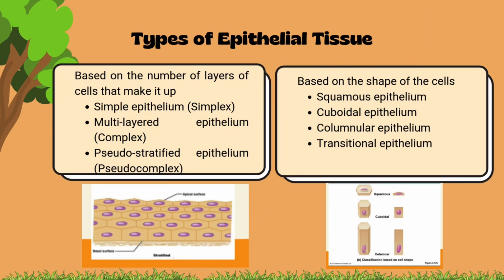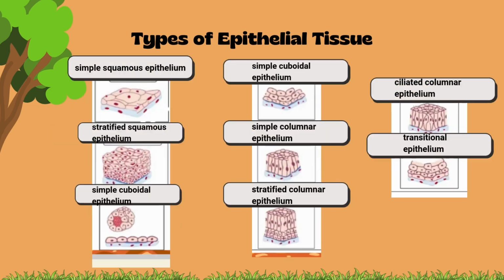Types of epithelial tissue. Based on the number of layers of cells that make it up: simple epithelium, simplex; multi-layered epithelium, complex; pseudostratified epithelium, pseudocomplex. Look at the picture below. Based on the shape of the cells: squamous epithelium, cuboidal epithelium, columnar epithelium, transitional epithelium. Look at the picture. Types of epithelial tissue: simple squamous epithelium, stratified squamous epithelium, simple cuboidal epithelium, simple columnar epithelium, stratified columnar epithelium, transitional epithelium.